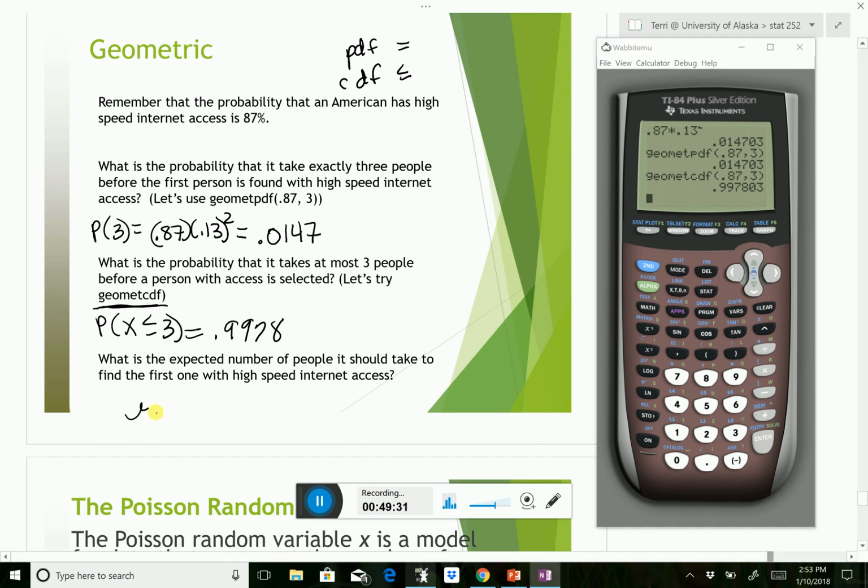So what is the expected number of people it should take to find the first one? Well, the mean is just 1 over 0.87. So 0.87 inverse is 1.15 people on average, of course.